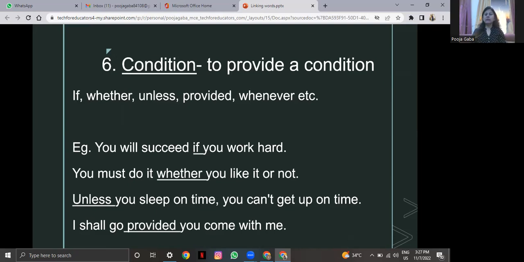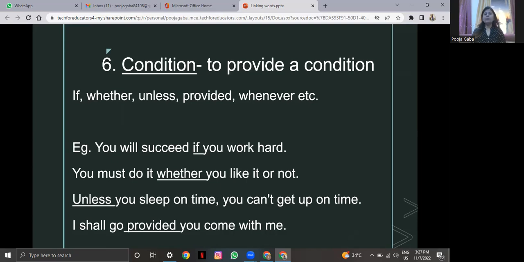You must do it whether you like it or not. So you do not have a condition here. You have to do it whether you like it or not. Unless you sleep on time, you can't get up on time. So here also we have a condition that if you have to get up on time, you have to sleep on time. So the linking word used here is unless.